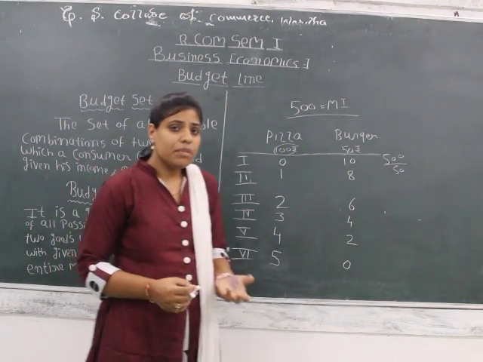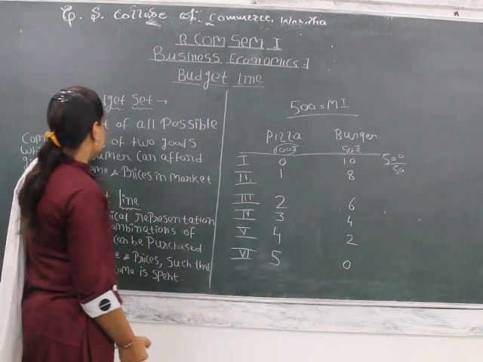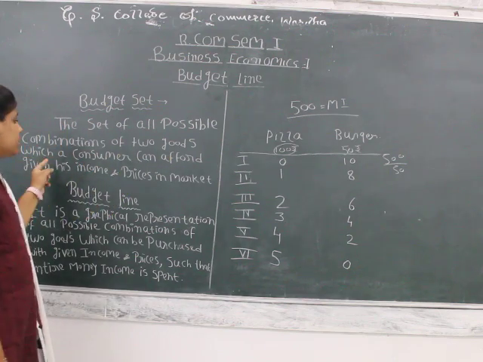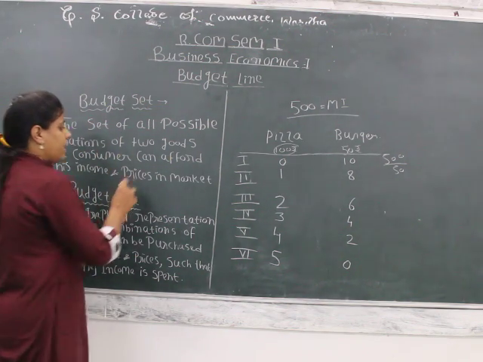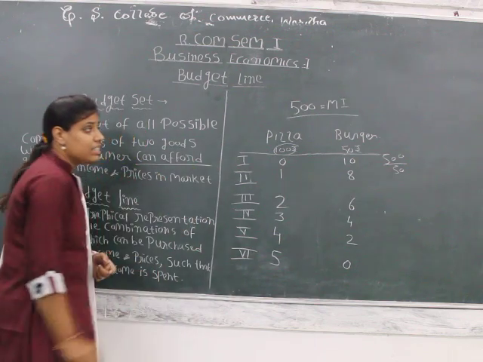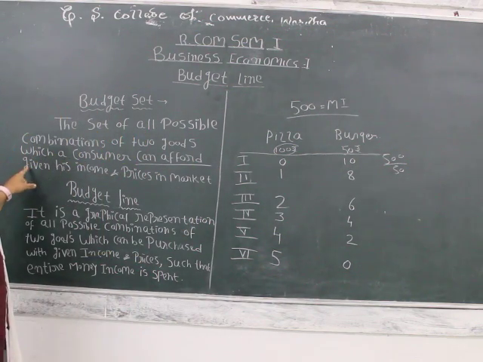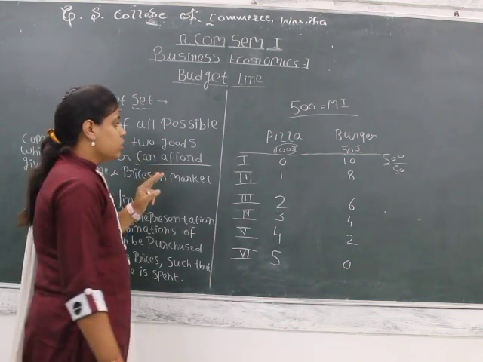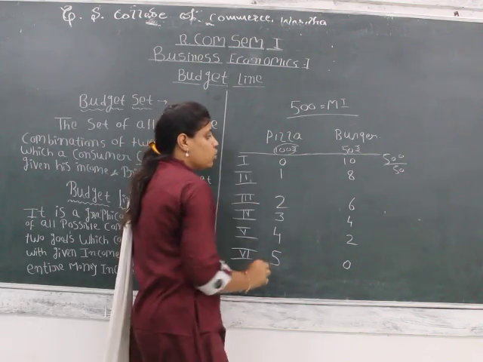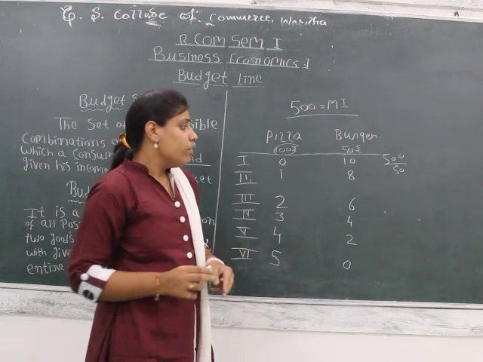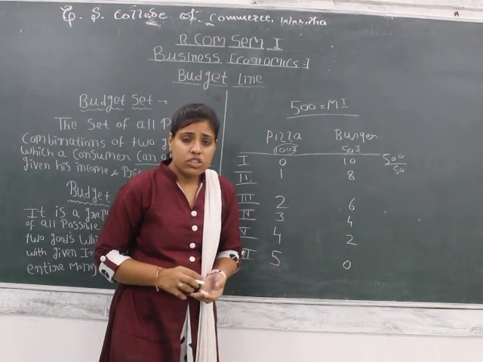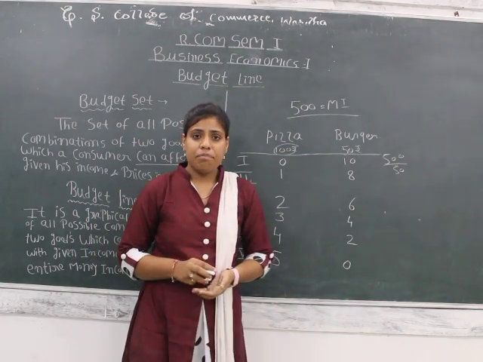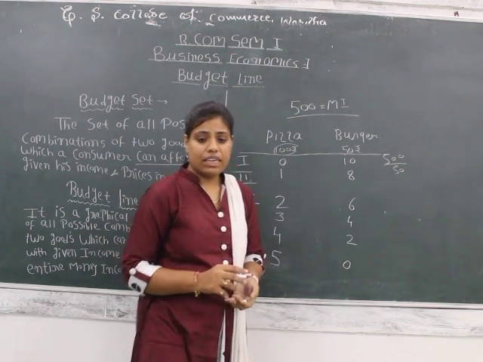So what is basically the budget set? Budget set is the set of all possible combinations of two goods which a consumer can afford. Can afford means can buy with his disposable money income, given his income and the prices of goods in the market. So this schedule is known as budget set, which shows all possible combinations of two goods which a consumer can buy with his money income.